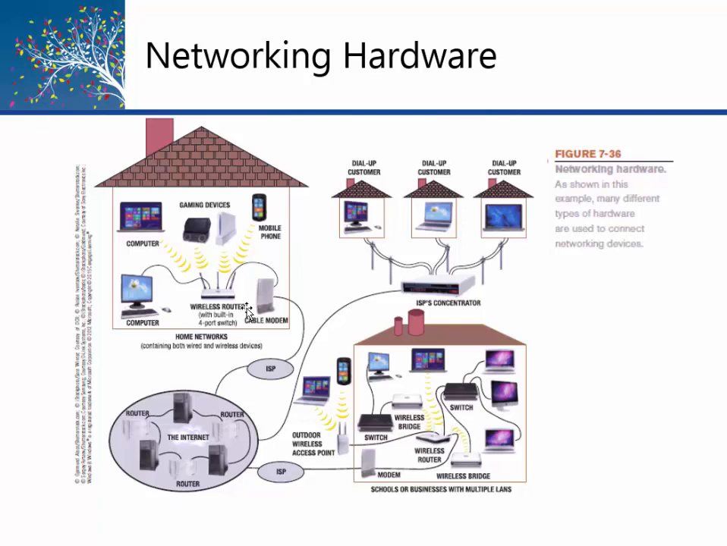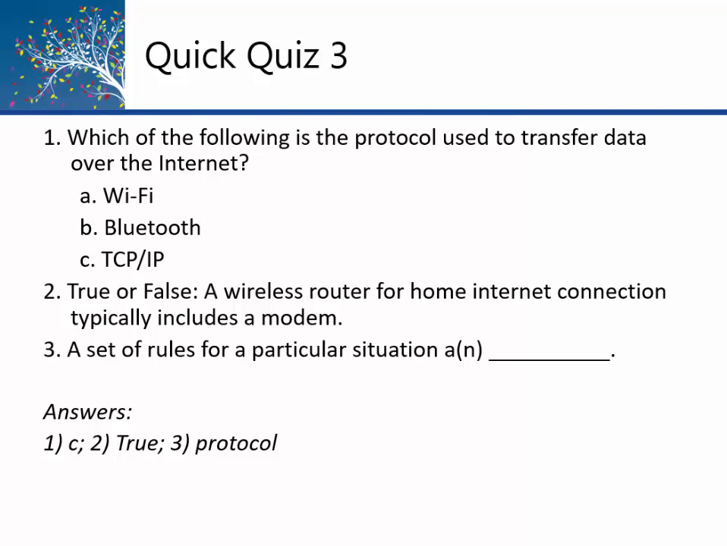And our last quiz. Which of the following is the protocol used to transfer data over the internet? That'd be TCP/IP. A wireless router for a home internet connection typically includes a modem. That's true. That may have been worded poorly. You get a cable modem from the internet service provider, but it typically has a wireless router built into it. I think that could be worded the other way around. But they're consolidating all that hardware. And there's typically a switch in it also, so you can plug in multiple wired devices, plus a wireless router.